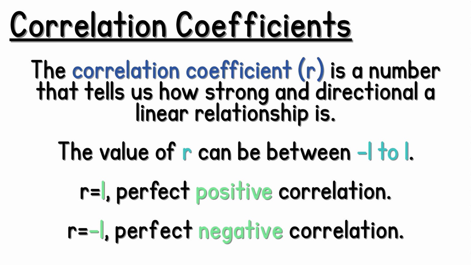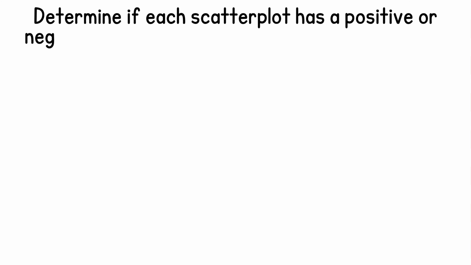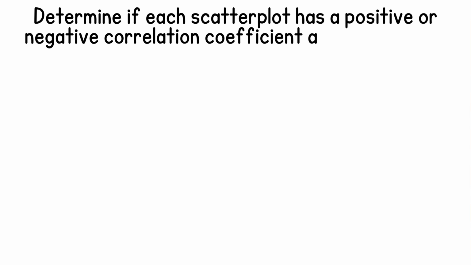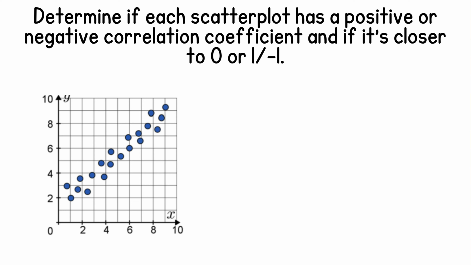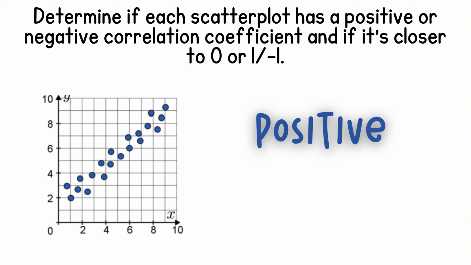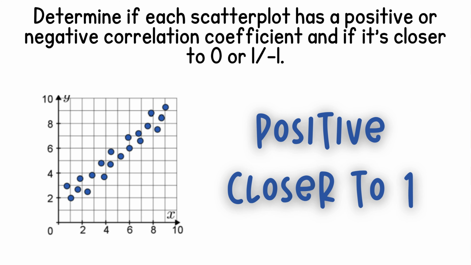So let's look at an example. We're going to determine if each scatter plot has a positive or negative correlation coefficient, and then we'll decide if it's closer to 0 or positive 1 and -1. Here's our first scatter plot. We can see that the points are increasing as we go left to right. So this represents a positive correlation. The points also form a really nice linear pattern. So this tells us that it's going to be closer to 1.